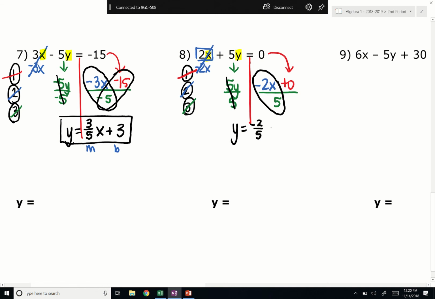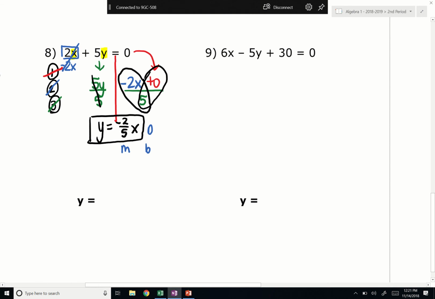Who tags along? X. What's 0 divided by 5? Do I have to put that? I don't have to. I know some of y'all did, but you don't have to, because plus 0 just means it goes through the what? Origin. So this is also considered a direct variation. Okay? Because remember, anything that goes through the origin is a direct variation.